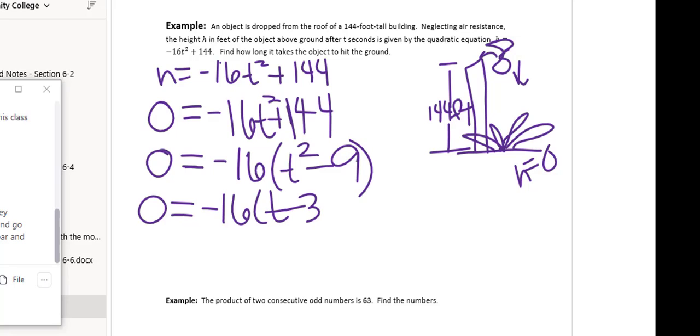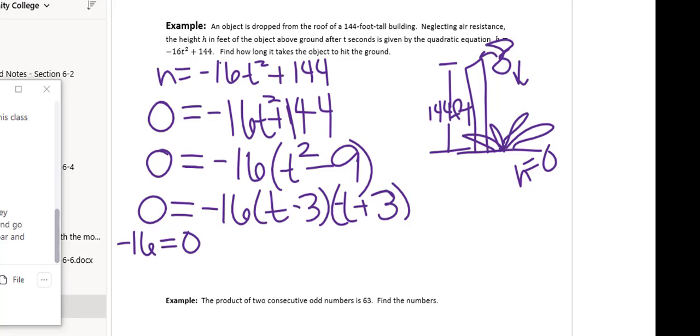So I have t minus 3, and t plus 3. I will use the zero product property. I'm going to set each factor equal to 0.